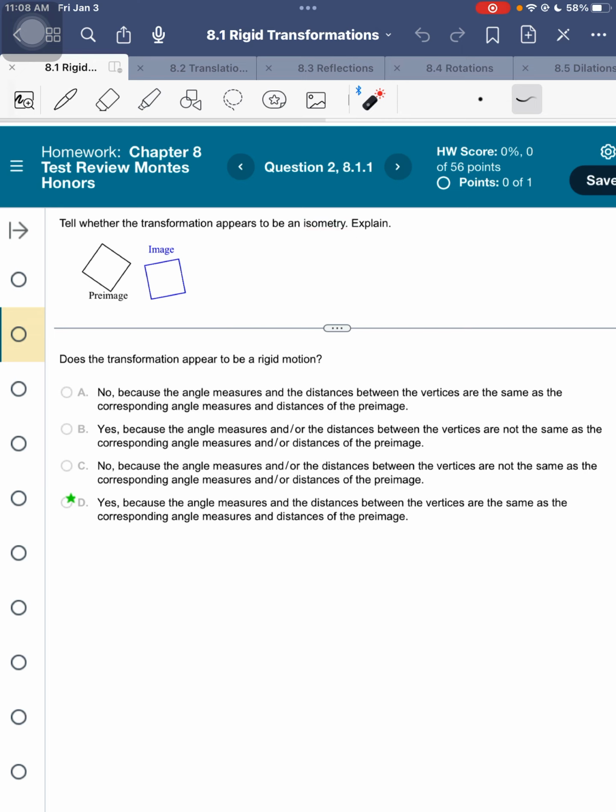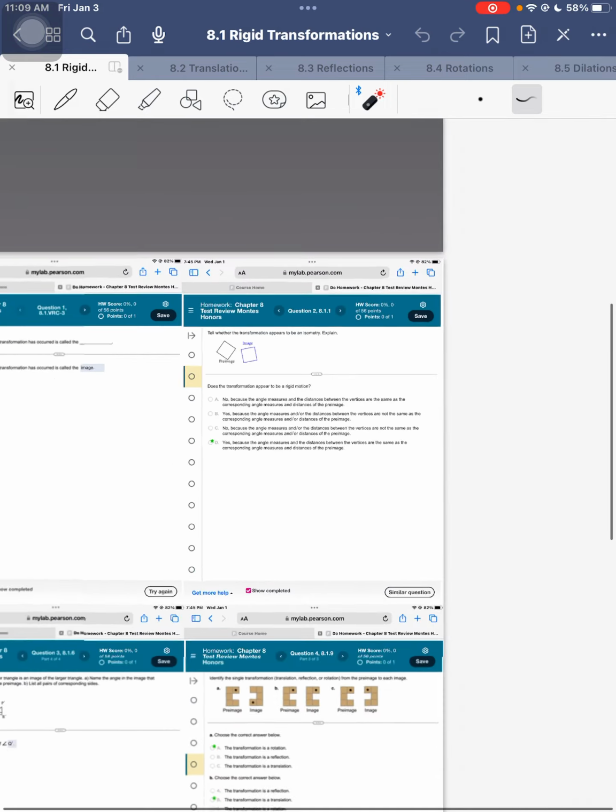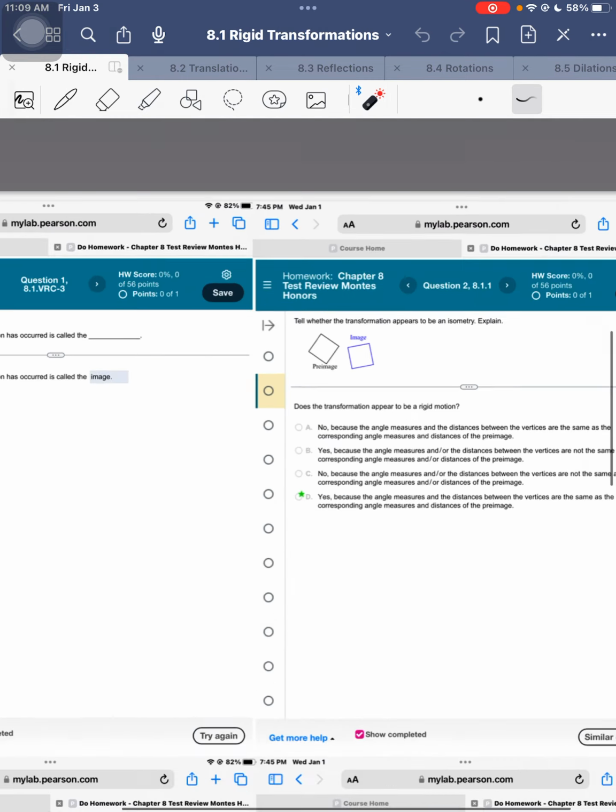For something to be an isometry, it needs to be congruent, just with a different orientation. So if we look here, this figure looks exactly like this one, just that this one is slanted to the right and this one's slightly slanted to the left. So we see here that what happened was a rotation of some kind, a rigid transformation, and that's what this chapter is all about, rigid transformations.